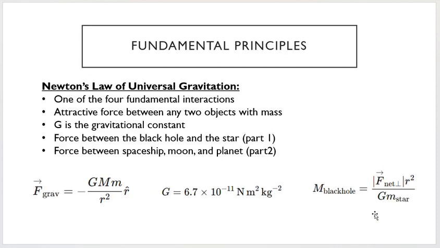Next is Newton's law of universal gravitation, which describes the attractive force between two masses, which is given by negative G, which is the gravitational constant, times the product of those masses divided by the square of the distance times r hat. So for part 1 of this lab, we can rearrange this formula to find the mass of the black hole, and then in part 2 of this lab, we will use this formula to calculate all the forces on the moon and the spaceship.